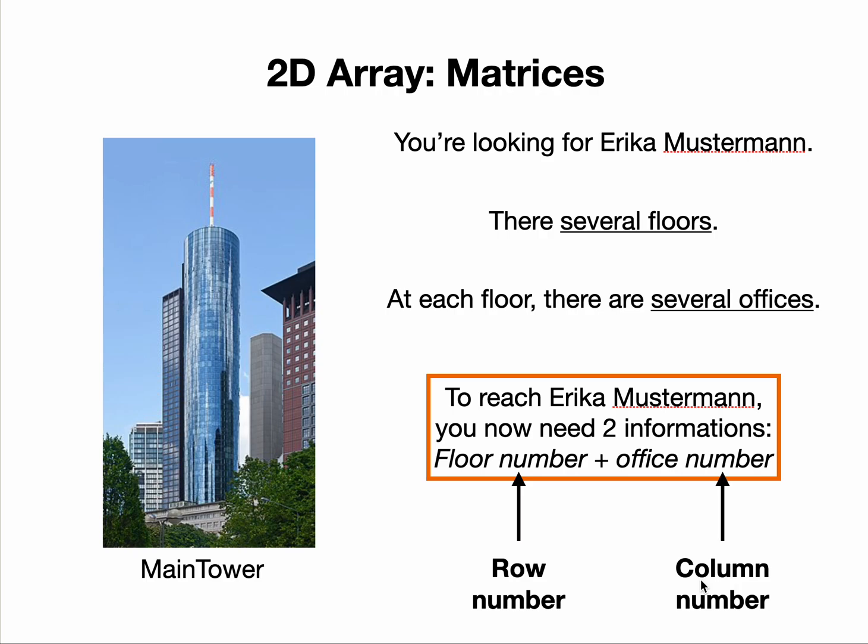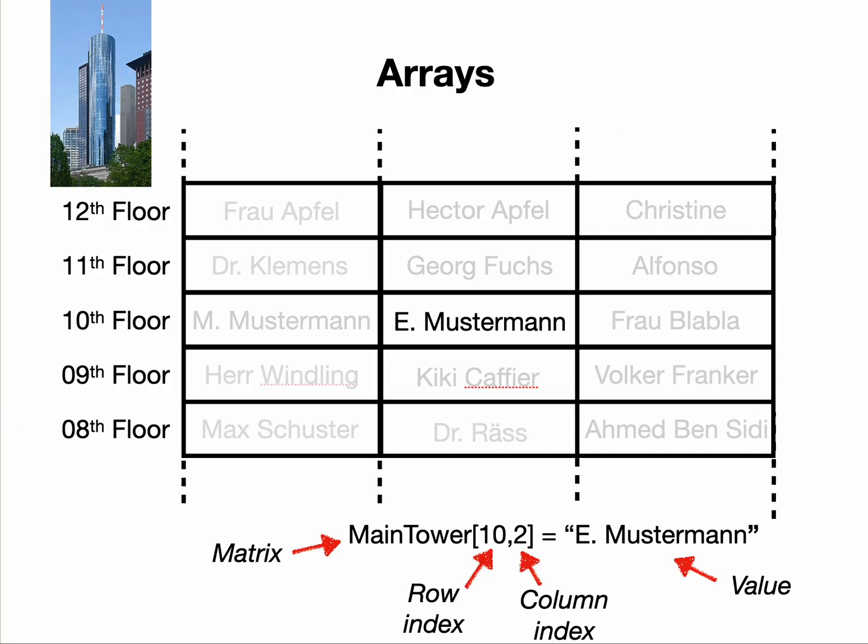So let's have a look at the map of our Mine Tower example. We still have a huge number of floors. I'm only depicting here the 8th floor to the 12th floor. But now we have a second dimension. These are offices. This would be office 1, office 2, office 3. And if we go to the 10th floor, we notice that Erika Mustermann is actually living in office number 2. So to reach Erika Mustermann, we need to go up to the 10th floor and then we need to go to the second office.